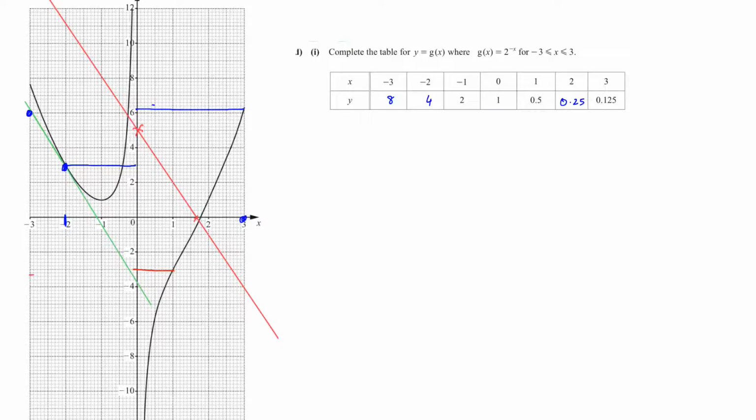So let's plot the points. Negative 3, it is 8. Negative 2 is 4. Negative 1, 2. 0 is 1. 1 is 0.5. So it will be somewhere here. And 2 is 0.25, and 3 is 0.125. So it comes very close to the x-axis, but it does not touch it. So let's draw the graph. Okay, so we are done with drawing the graph.